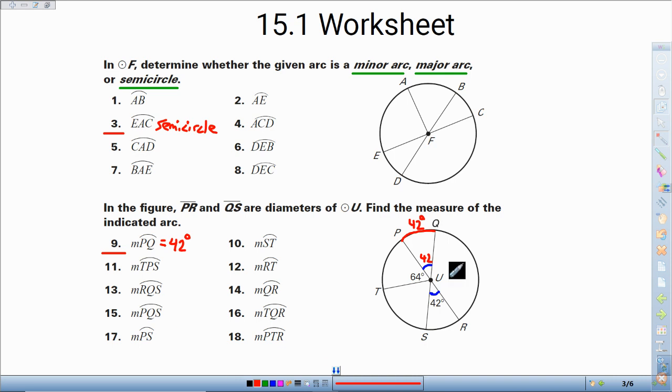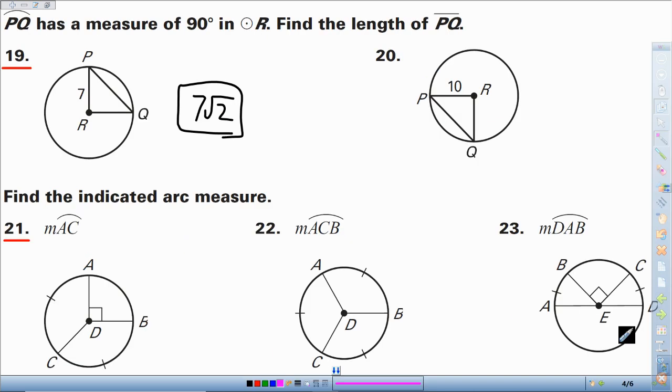And also remember that a circle is 360 degrees. So just for example, if they wanted me to find this whole arc right here, we'd be able to take 360, subtract 42, and we'd have that. All right, I'm not sure if that's actually a question here, but just remember that is something that happens. Okay. All right. Go ahead and jump down to number 19.